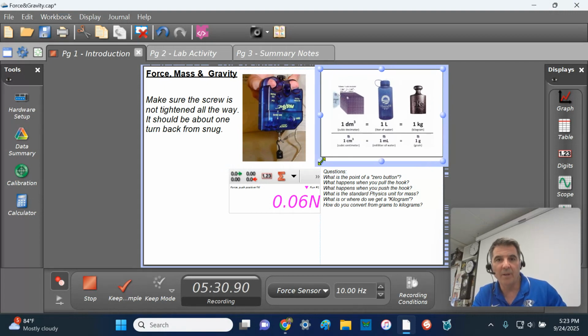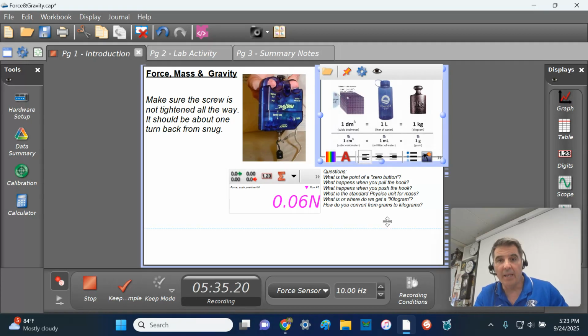Okay, so with that in mind, we're going to go to the next page. How do you convert from grams to kilograms? That's pretty important because this is 1 kilogram, but it's 1,000 grams. And so this is 100 grams. So what is that? It's 0.1 kilogram. If you have grams, you take the decimal and you go backwards 1, 2, 3 places. I'll show you how to do that in a moment.